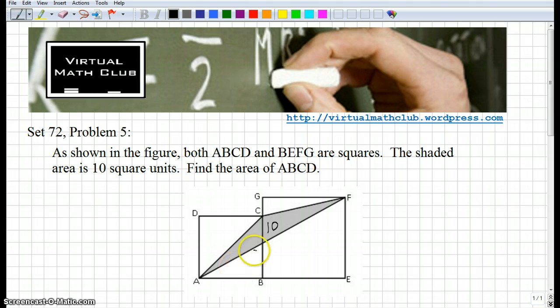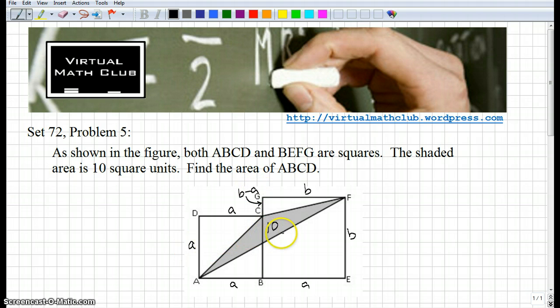Alright, well, again, this one doesn't seem like it has enough information. But what I'm going to do is label these sides. I know this is a square, so let's call the side length of the smaller square A. And let's call the side length of the larger square B. So this is A, and this is A, and we could find the distance of this little short segment, GC, that would be the distance B minus A. So this is B minus A.